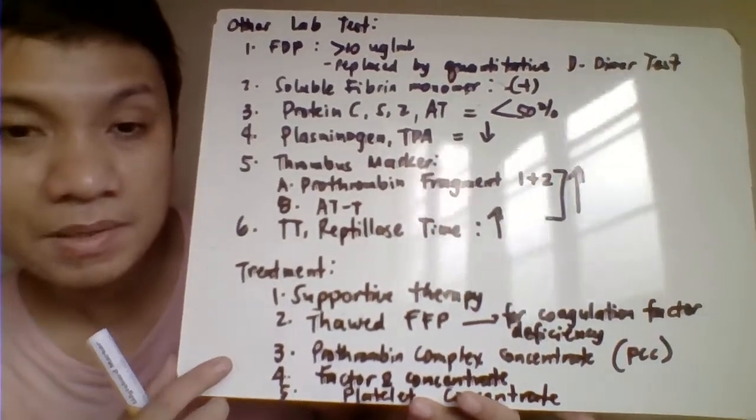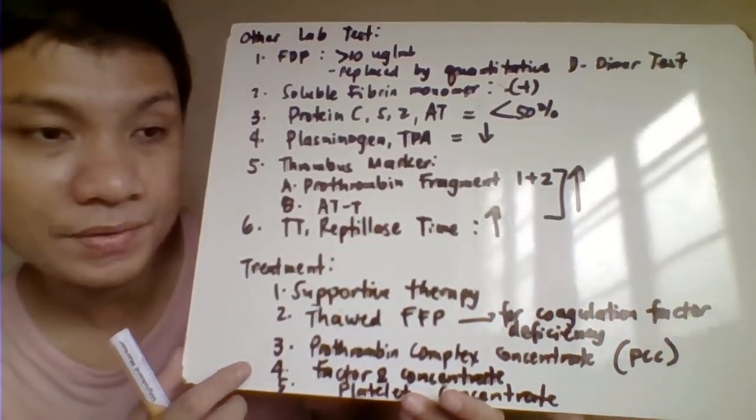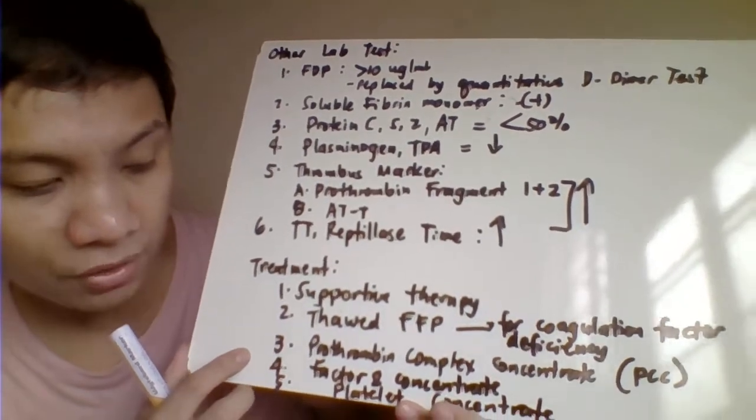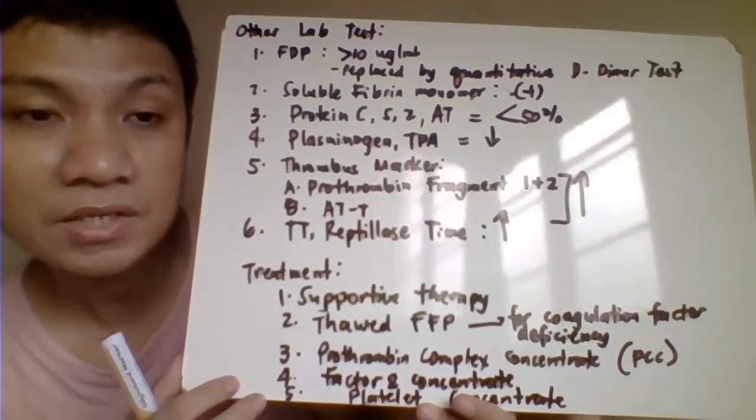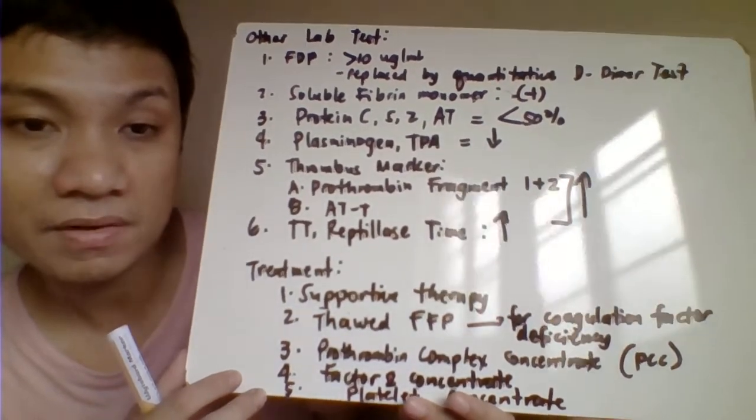You can also give the PCC or prothrombin complex concentrate. Another one, you could also give the factor VIII concentrate or even the platelet concentrate. Again, if the patient would have already the bleeding manifestation.